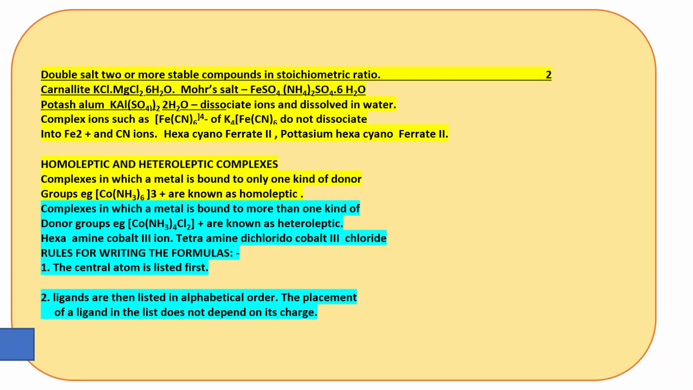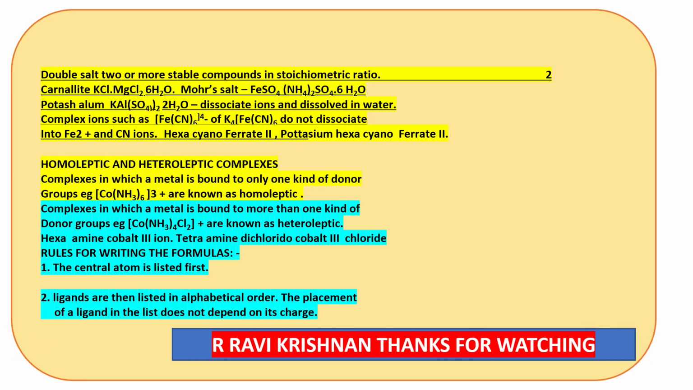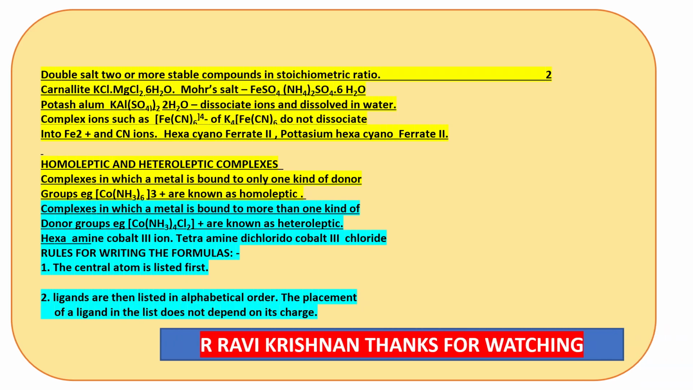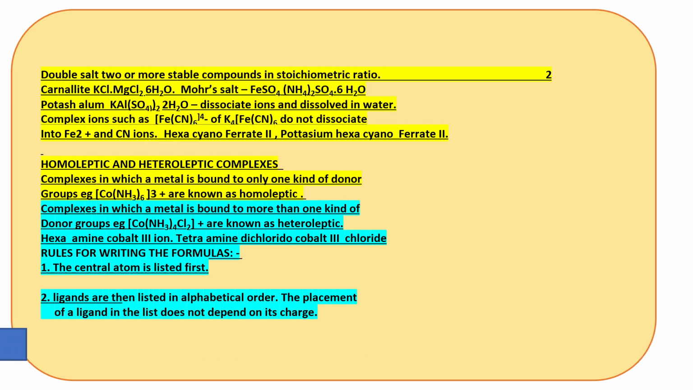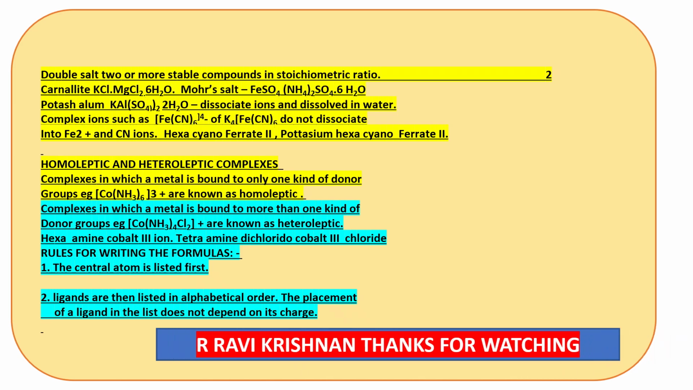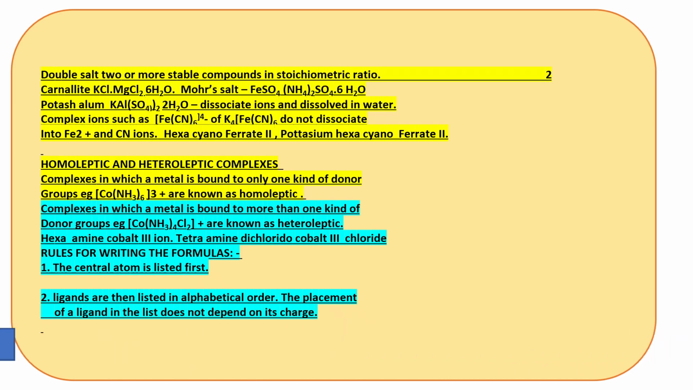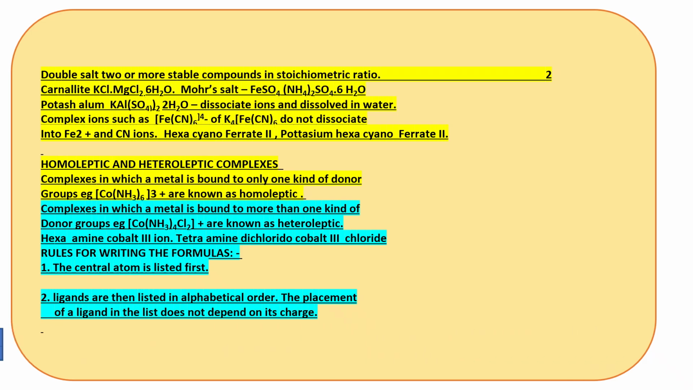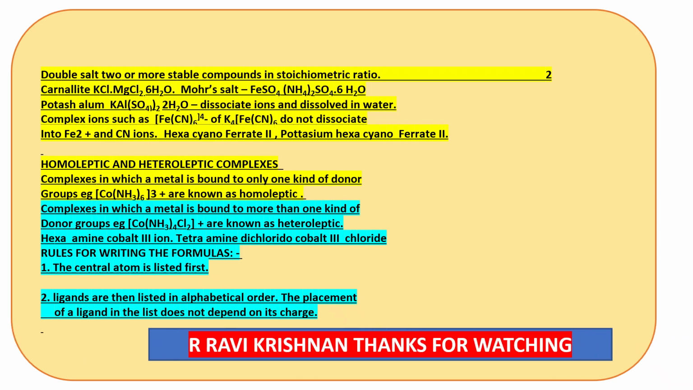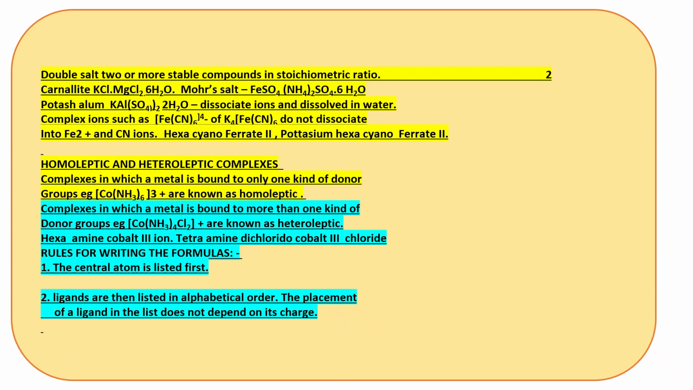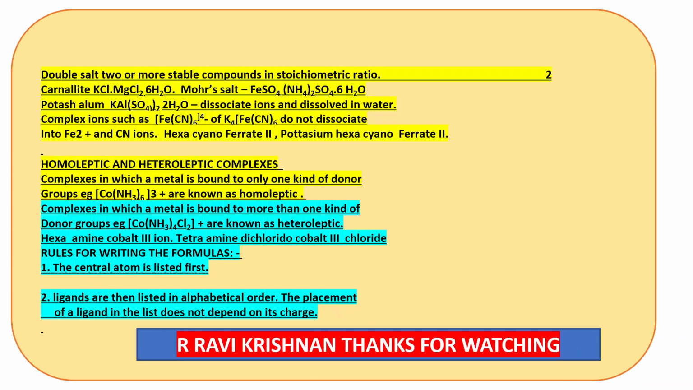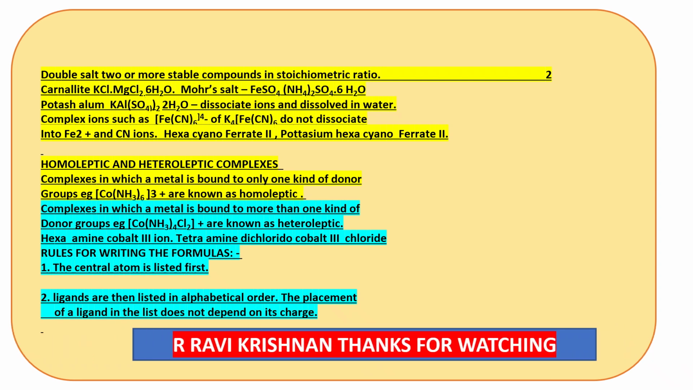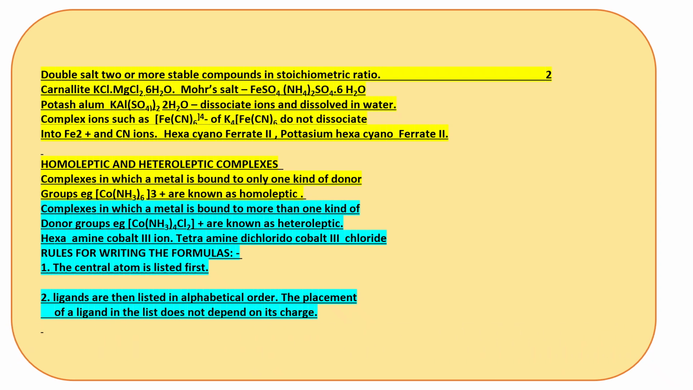Double salts are two or more stable compounds combined in stoichiometric ratio. Examples are carnallite, potassium chloride magnesium chloride hexahydrate; Mohr's salt, ferrous sulfate ammonium sulfate hexahydrate; and potash alum, potassium aluminium sulfate dodecahydrate. They dissociate into ions when dissolved in water. Complex ions such as hexacyanoferrate, potassium hexacyanoferrate(II), do not dissociate into ferrous ion and cyanide ions.